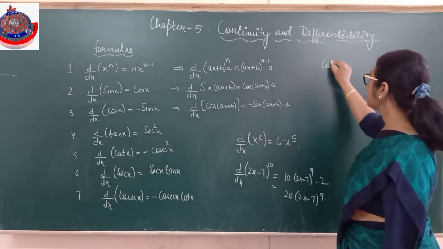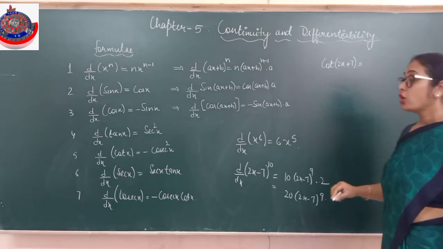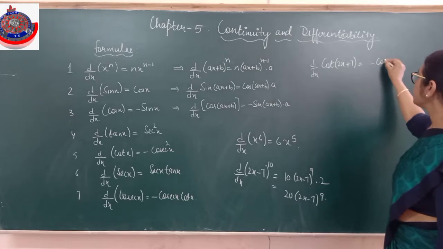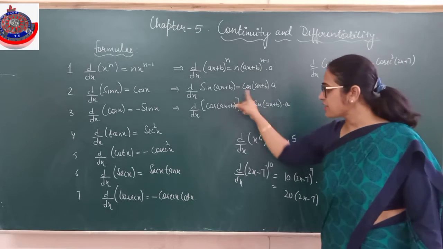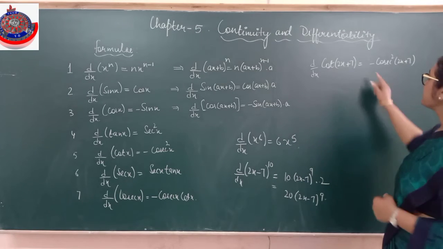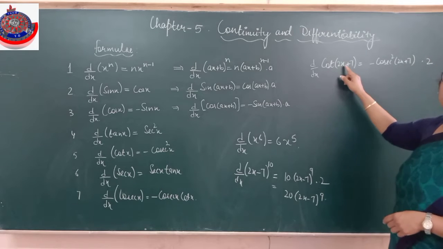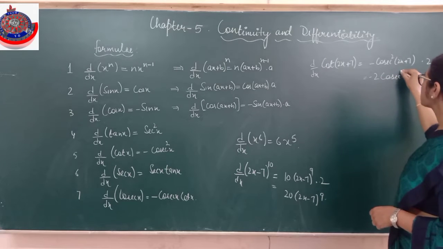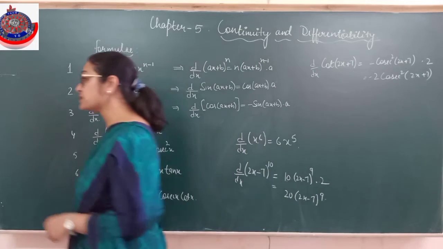Suppose I have to differentiate cot(2x plus 7). What is the rule? Minus cosecant square (2x plus 7), ax plus b, everywhere. Whatever I have written for sine and cos, the same rule is applicable for others. The differentiation of cot is minus cosecant square (2x plus 7), into the coefficient of x. What is the coefficient of x? 2. So minus 2 cosecant square (2x plus 7).